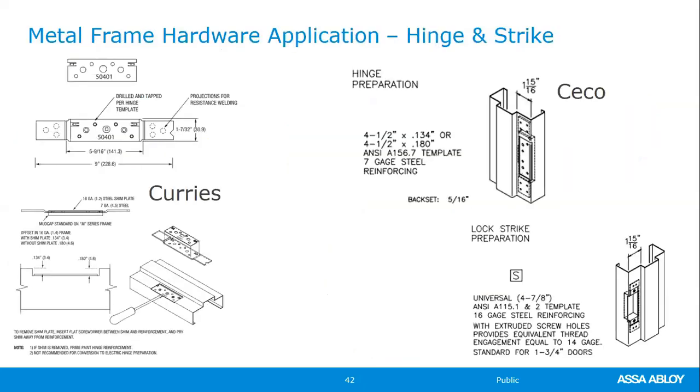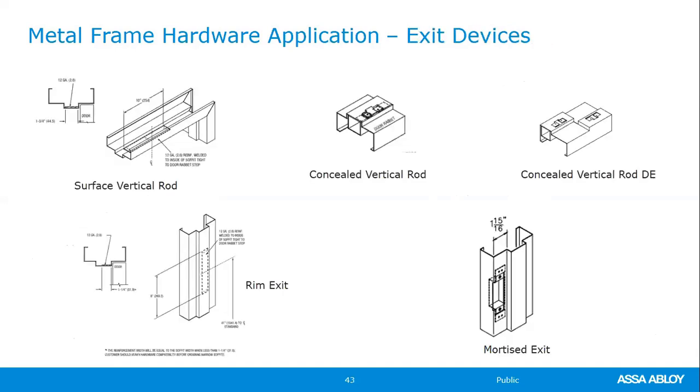This, as just an overview, is showing you the various types of ways, both Seco and Curries, how they prep their frames for hinge cutouts. Again, both companies allow you to use a 4.5-inch standard weight hinge, 0.134, or a 4.5 heavyweight, 0.180 weight hinge in the same hinge cutout. How it's determined is you pop off the plate or you grind down the nubs.